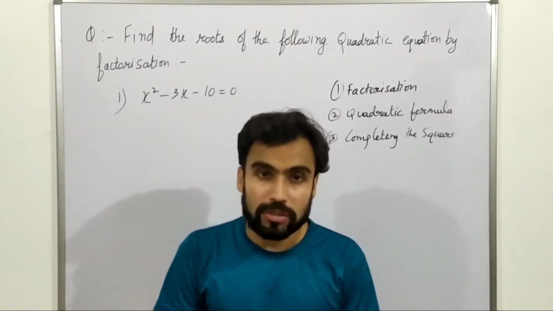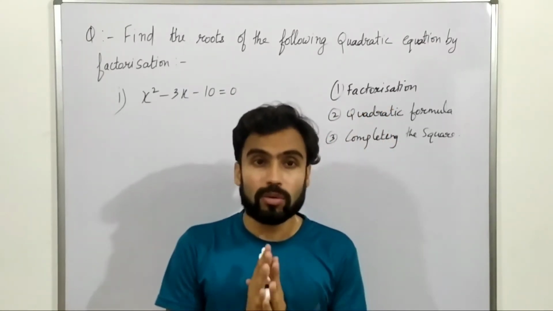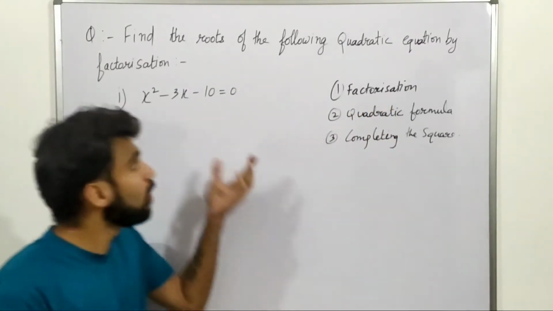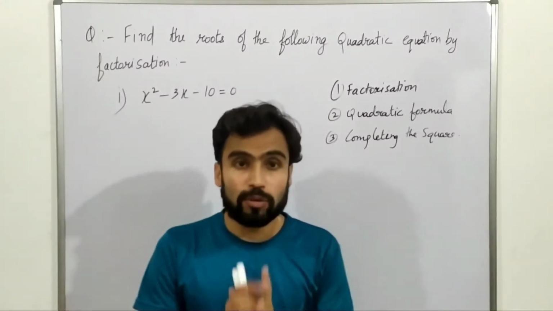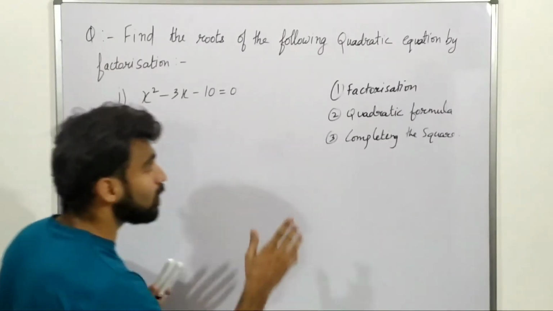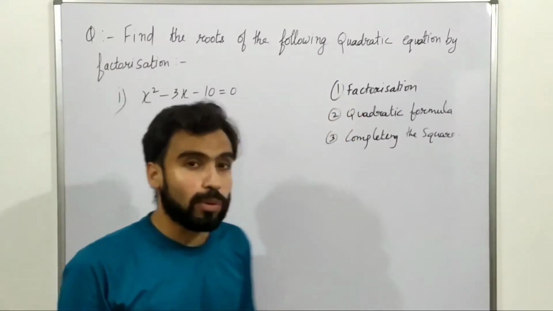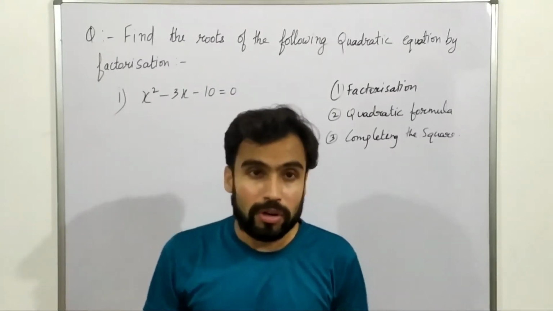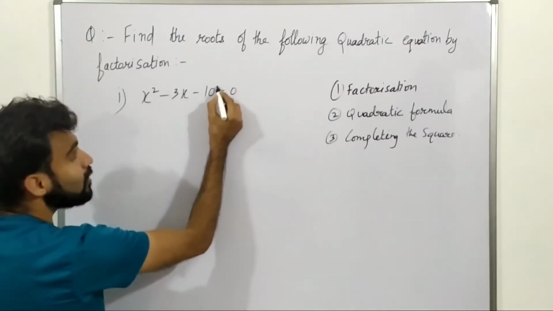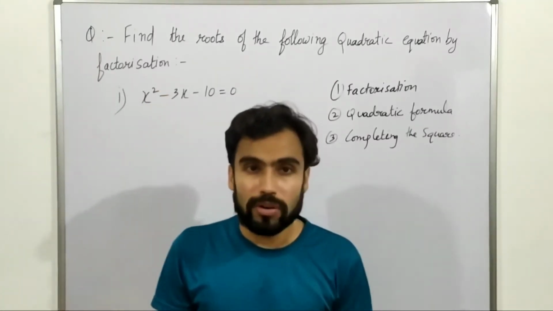So firstly, I'm going to discuss the factorization method to find out the roots of a quadratic equation. Now here, an equation is given to you and you have to find out the roots of this equation by this method. So first step in this factorization method is, first you have to check out whether the given equation is in the standard format or not. Now you can see here that the right hand side is 0 and the highest power is 2. So this is a standard quadratic equation.